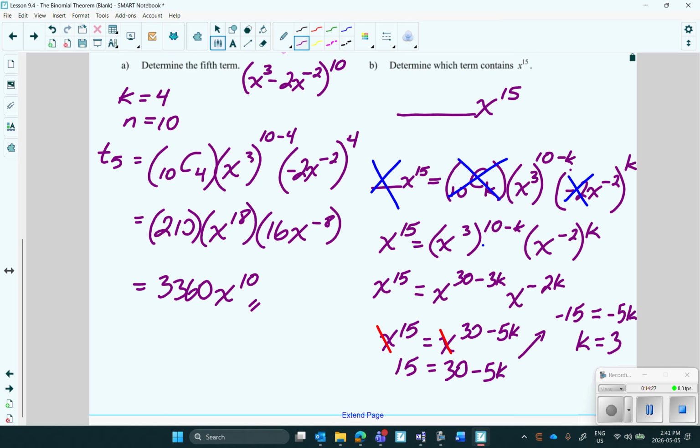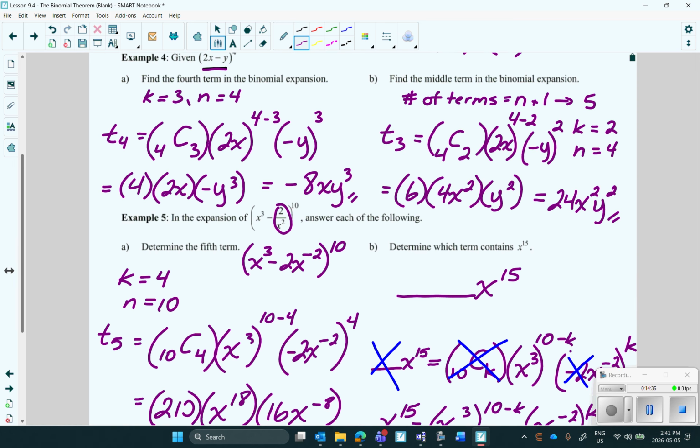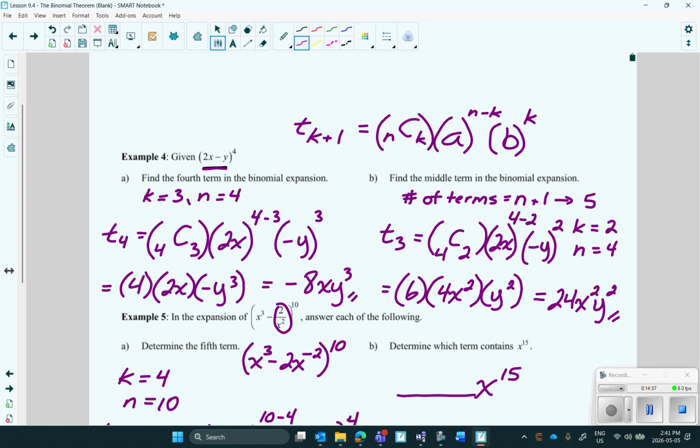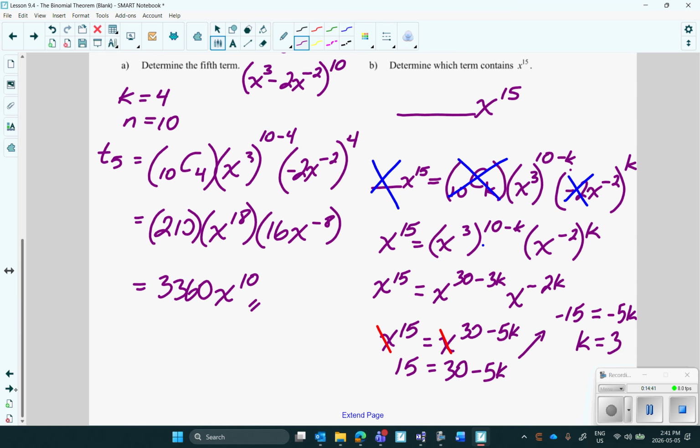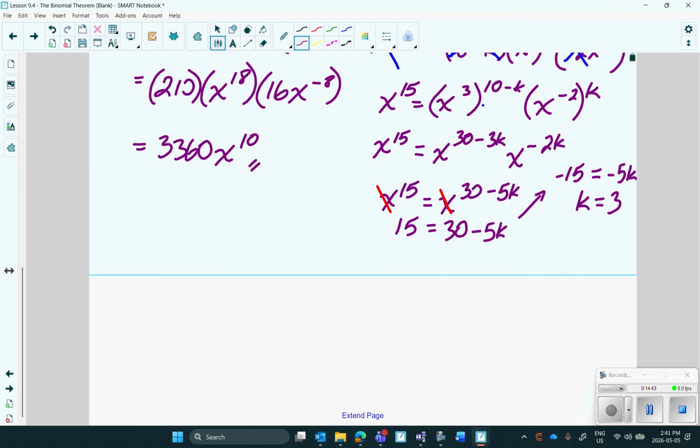because I've just found k. What's the actual term number? 4, right? Because remember, the term number is always k plus 1. So the term number here is going to be 3 plus 1, which equals the 4th term.